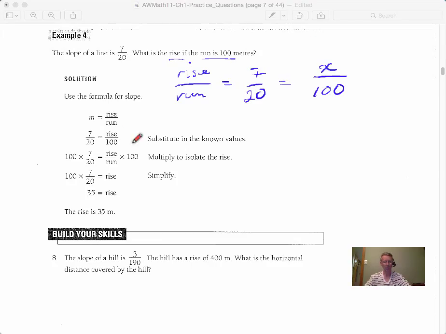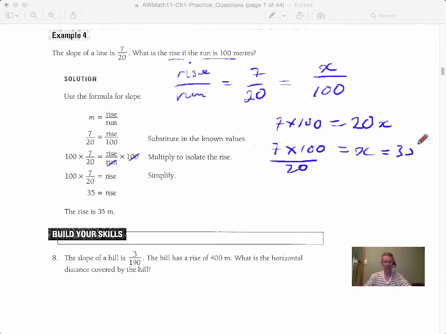They show you how to do it one way. The reason they multiply both sides by 100 here is that the run is 100. So this run is 100 and it cancels with this. So rise equals 100 times 7/20. If you set it up like this, the way I have, you can say that top times bottom equals the other top times bottom, or 20 times x. Now we have to divide both sides by 20, so x will be 7 times 100 divided by 20. Another way to look at it, multiply the pair, divide by the spare. And we get the answer of 35.